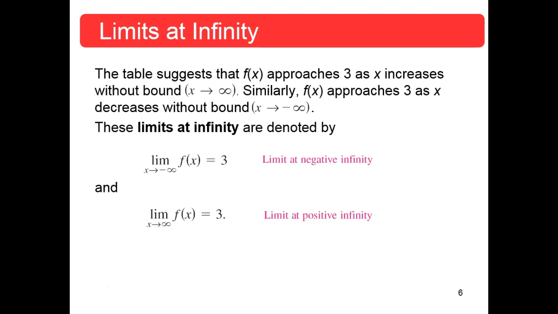The table suggests that f of x approaches 3 as x increases without bound to positive infinity or to negative infinity. Similarly, f of x approaches 3, I just said that, going to negative infinity. These limits at infinity are denoted by the limit as x approaches negative infinity, from the left, would be 3, and positive infinity. Just say the end behavior. Okay, is going to 3.